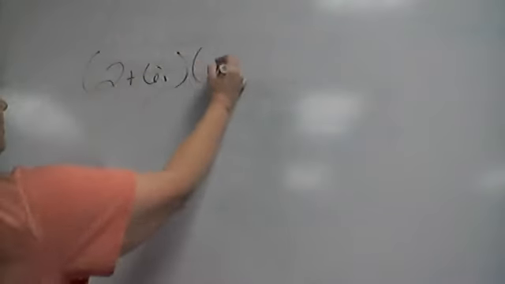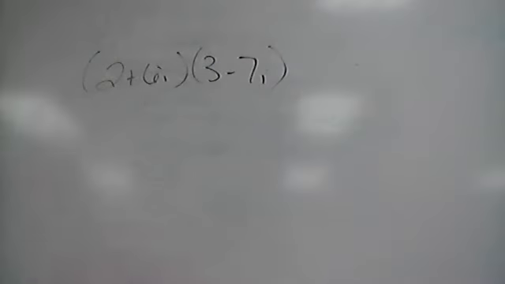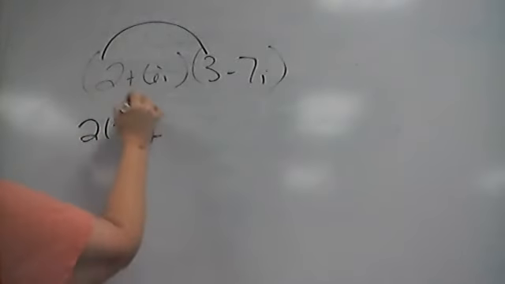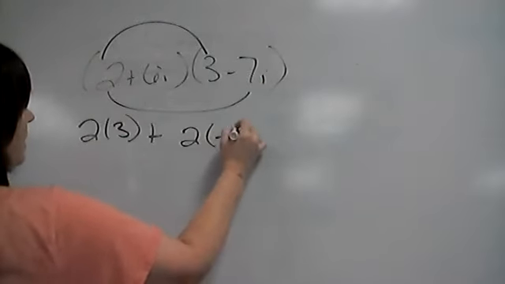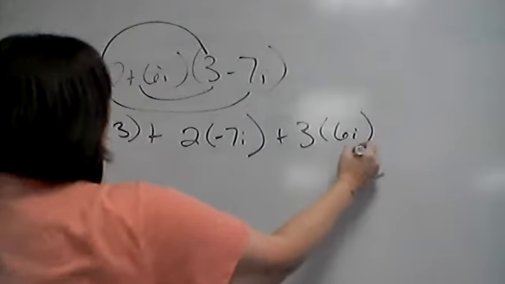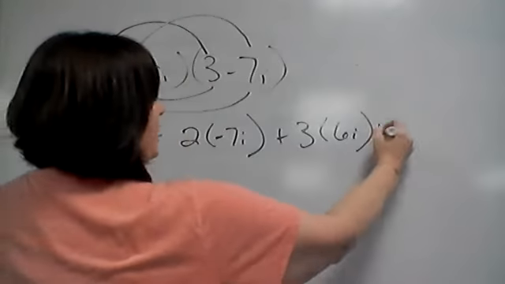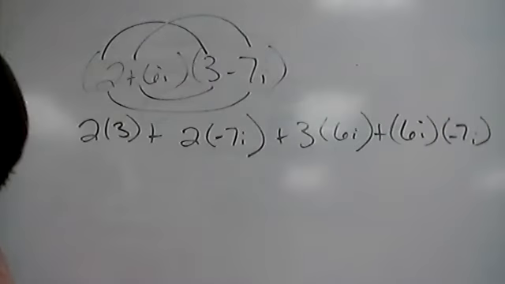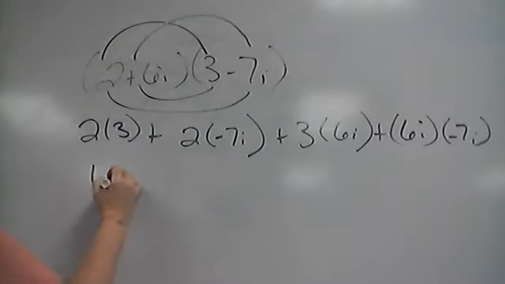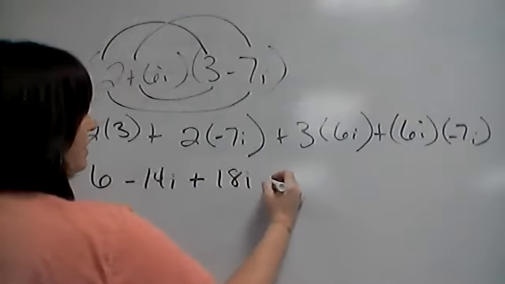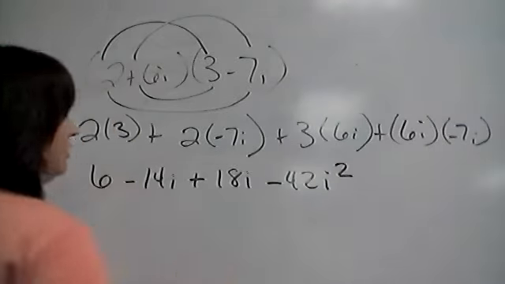Now I have 2 plus 6i times 3 minus 7i. All right, here we're going to FOIL. So I'm going to multiply 2 times 3, 2 times -7i, 6i times 3, plus 6i times -7i. Okay? So we're going to get 6 minus 14i plus 18i minus 42i squared.